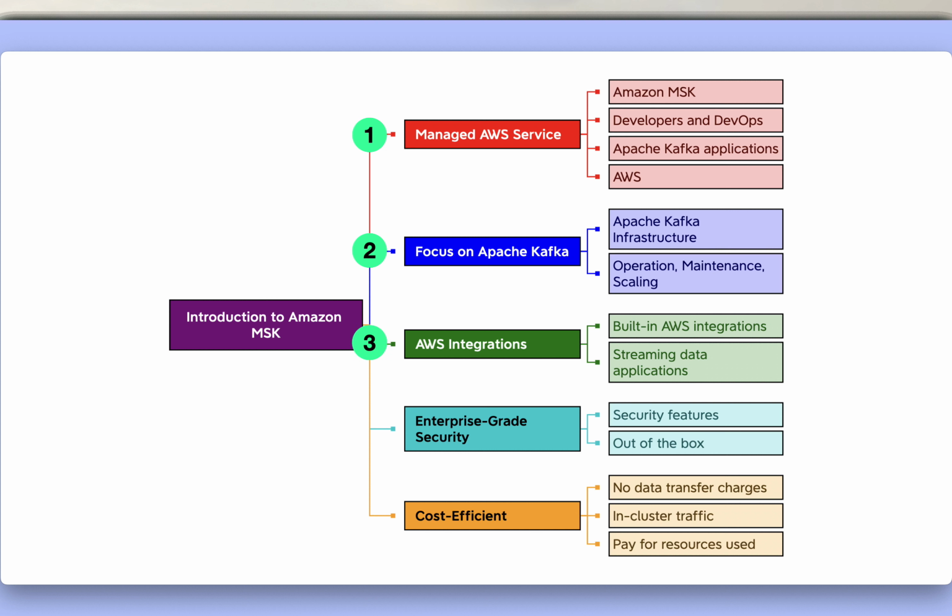3. AWS integrations. It offers built-in AWS integrations that help to speed up the development of streaming data applications. 4. Enterprise-grade security. Security features are provided out of the box. 5. Cost-efficient. There are no data transfer charges for in-cluster traffic, and you only pay for the resources you use.